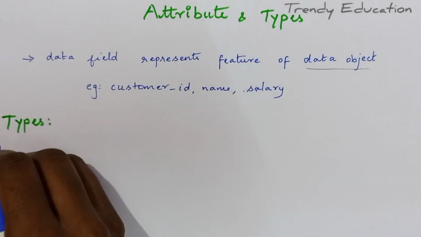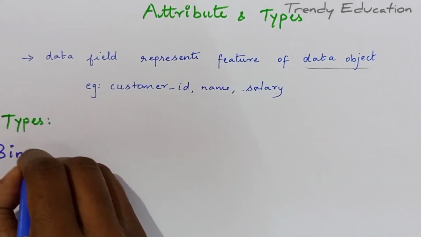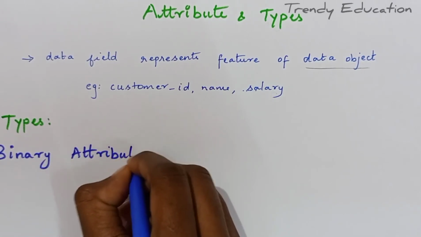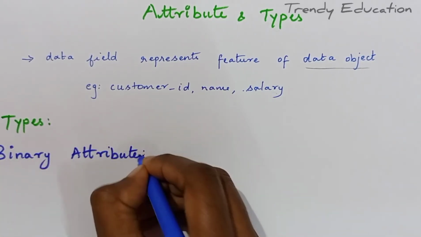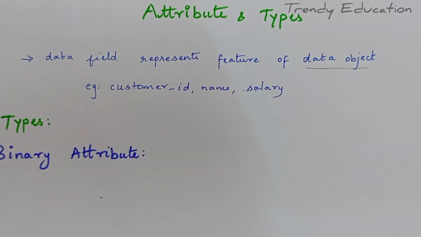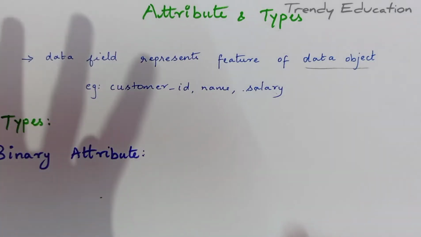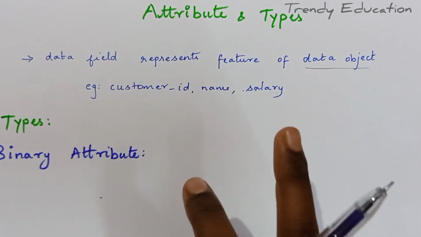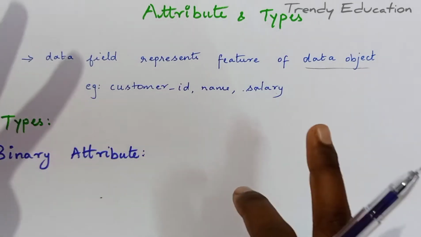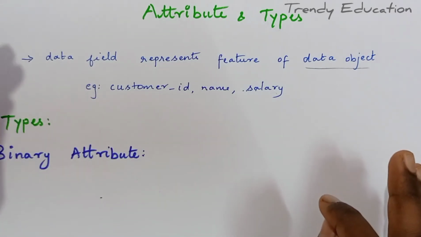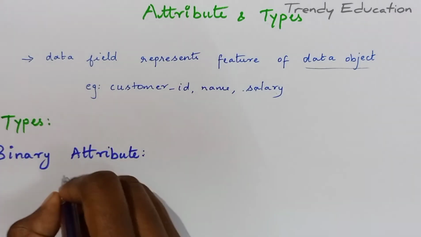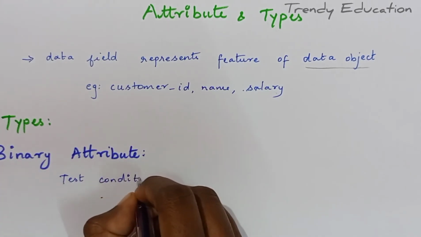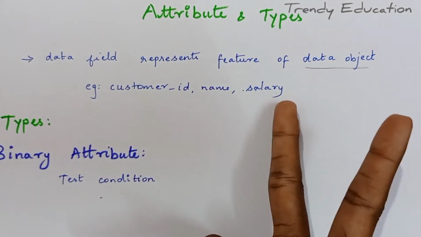Now coming to the binary attribute. What is binary? Binary means dual. It is a dual attribute, that is, it has only 2 values, that is, 2 outcomes. In decision tree induction we have some outcomes, right? In binary attributes, the test condition will generate only 2 outcomes.